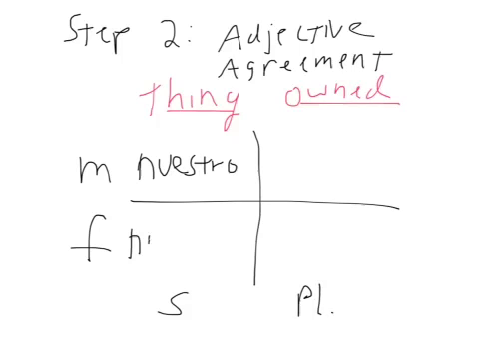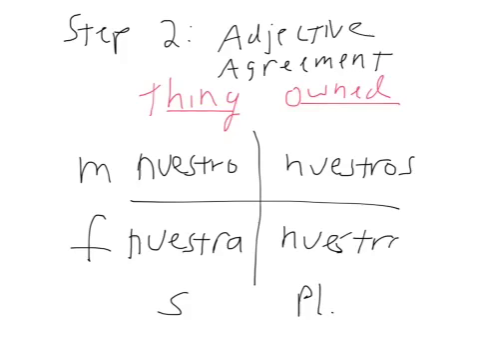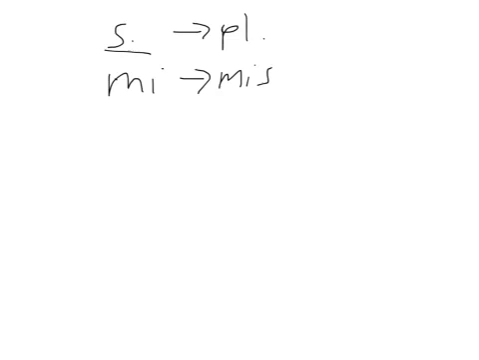But if it were our mother, then we're going to say nuestra in the feminine. And then, of course, we just add s's to make them plural. Nuestros, nuestras. So our aunts would be nuestras tías. Vuestro would have the exact same forms, just change the N to a V. Remember, too, that all of the other possessive adjectives that don't end in O only change from the singular to the plural. So mi becomes mis, tu becomes tus, and su becomes sus.